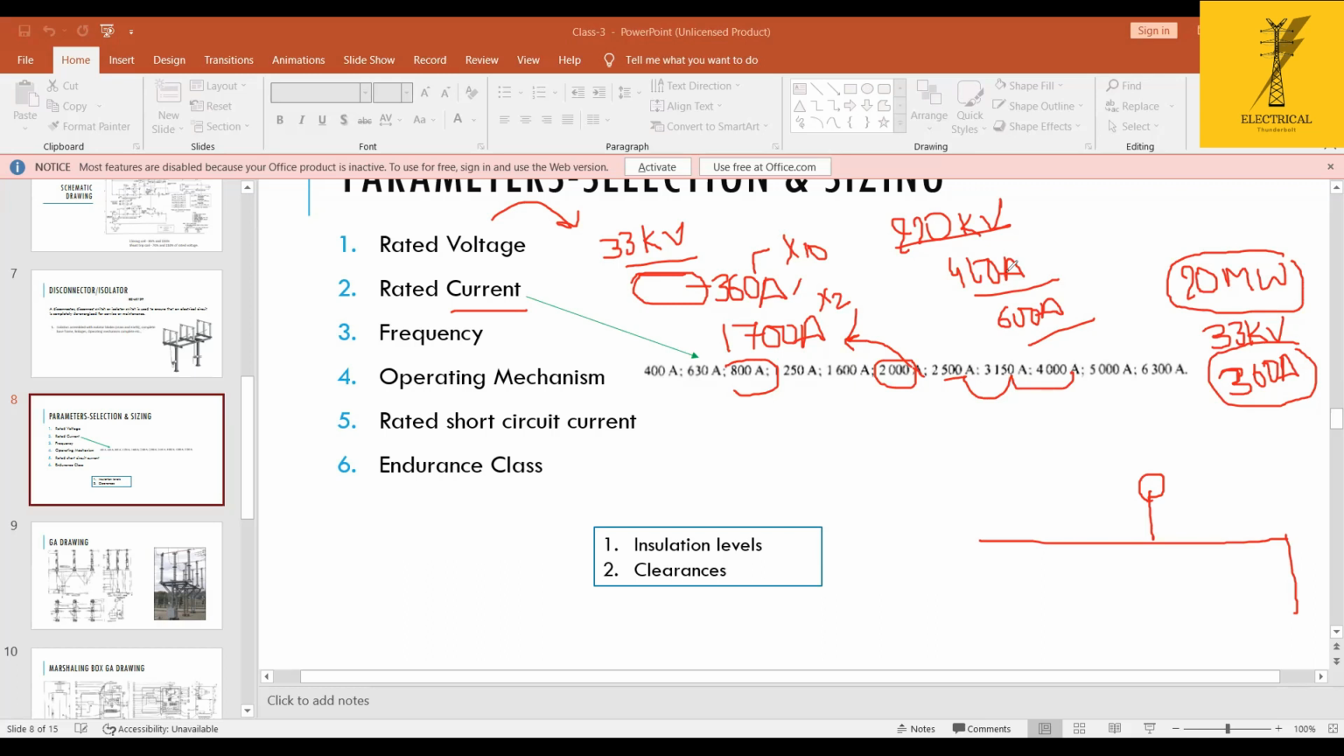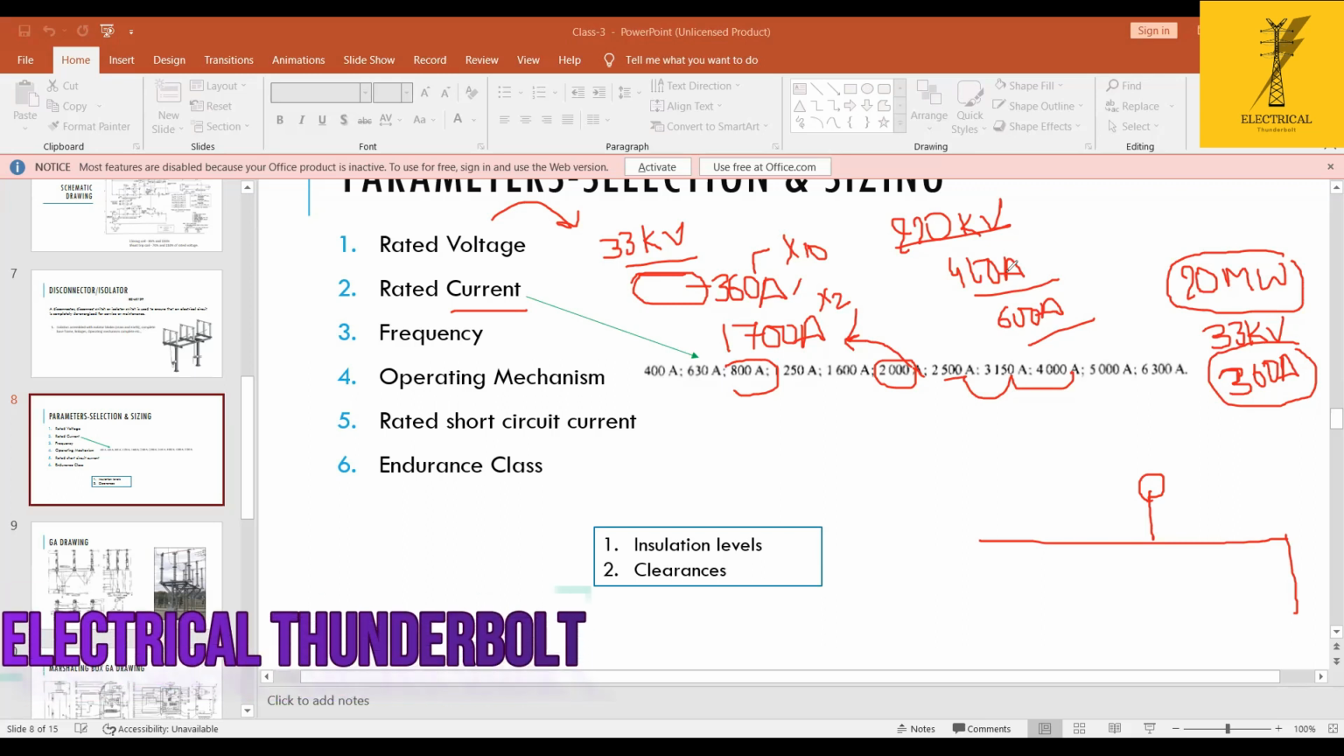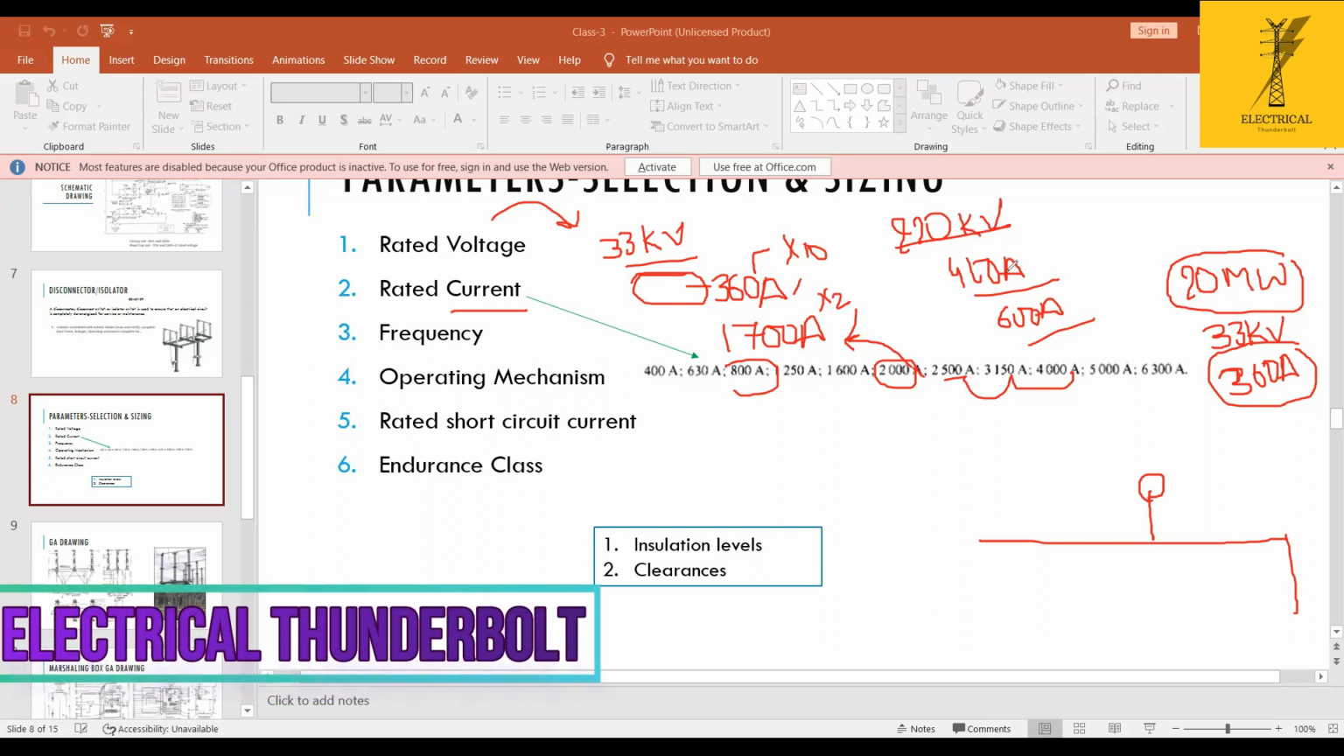So this is the rated current. Next, frequency: you already know 50 hertz is the frequency, or for other countries which offer 60 hertz, then 60 hertz. And the operating mechanism, single break or double break, I will discuss the different types. And come to the fifth one, the rated short circuit current.